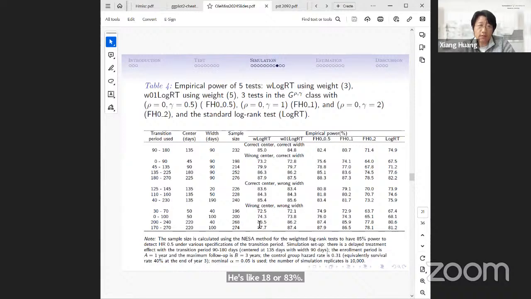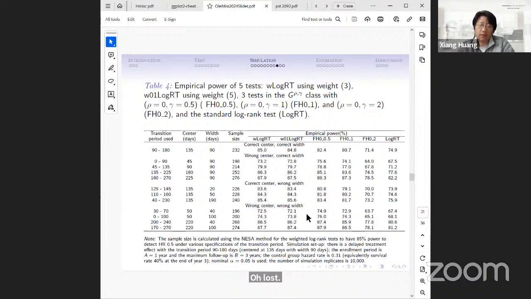Lastly, we check what if both the center and the width are wrong. Still you can see sometimes power loss and sometimes power gain, depending on the true transition period. If the transition period is late, then we may get power gain. If the transition period is earlier, then we may get power loss.